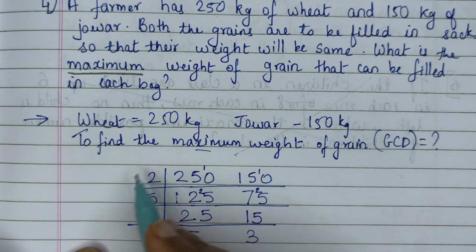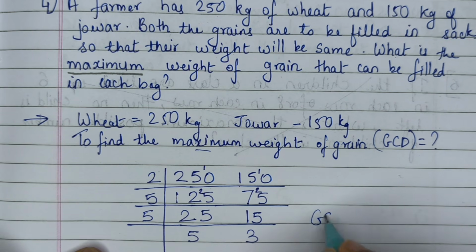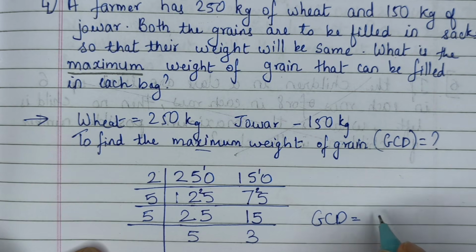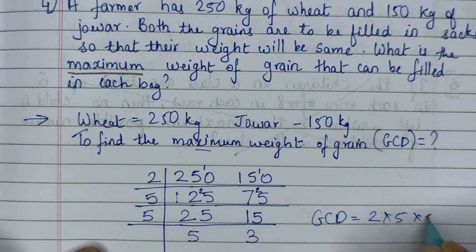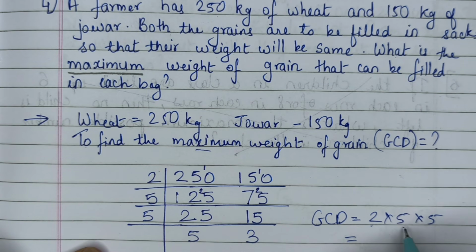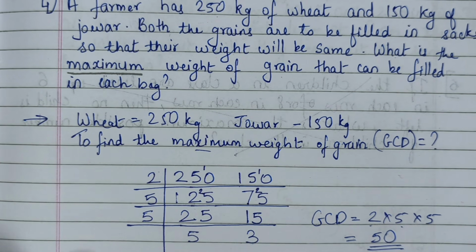Understood? So therefore what is the GCD of these numbers? GCD of these numbers is 2 into 5 into 5. 2 fives are 10. 10 fives are 50. Understood? GCD we got 50.